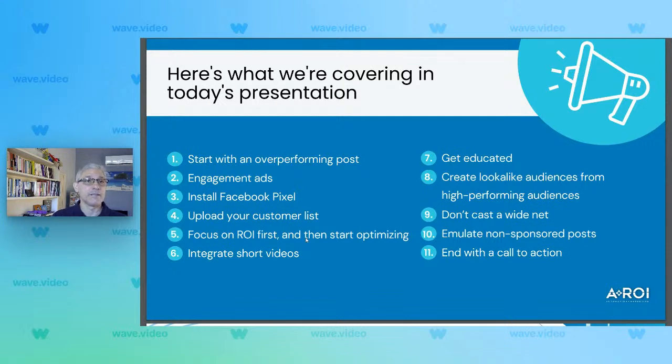We're going to start with talking about you starting with an overperforming post. What does that mean? The difference between the different ads, like engagement ads, talking about the Facebook pixel, the ability for you to upload your customer list, focusing on return on investment first, and then start optimizing. Integrating short videos, and we've talked a lot about videos over the course of the past several months, actually. Get educated about how this all works.